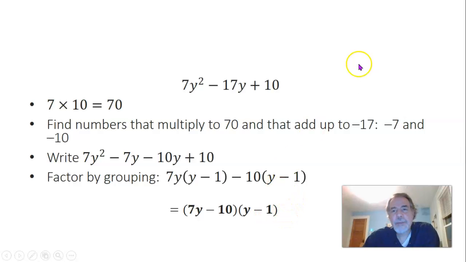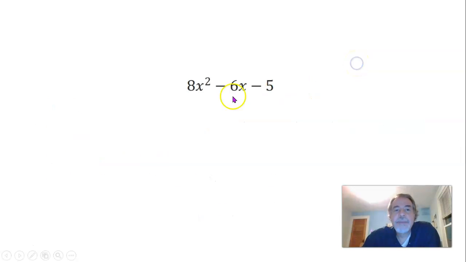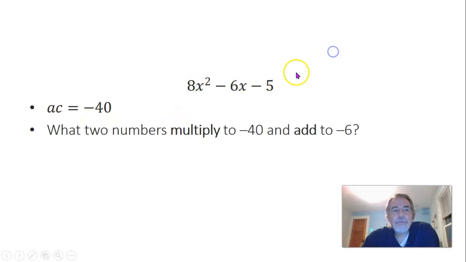Now let's try some examples that we don't know ahead of time what they're going to do, because we haven't done them yet. 8x squared minus 6x minus 5. Let's factor that. So to start with, a times c, the first number times the last number, 8 times negative 5 would be negative 40.